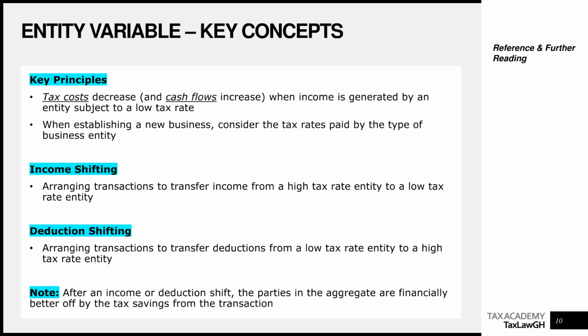Key thing to note here is that after an income or deduction shift, the parties in their aggregate are financially better off by the tax savings from the transaction. So when you're able to execute income shifting or deduction shifting from entity A to entity B, depending on which one has a lower or higher tax rate, we're saying that in the end you should be better off if you're able to successfully carry this out.